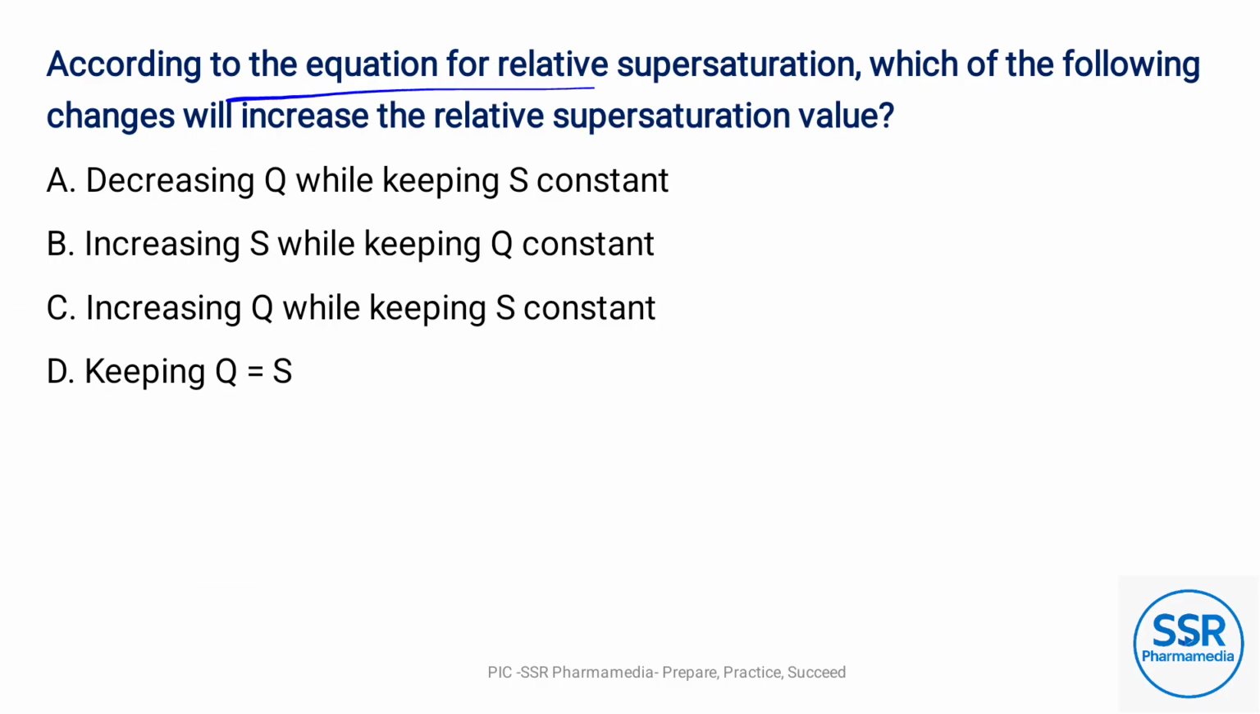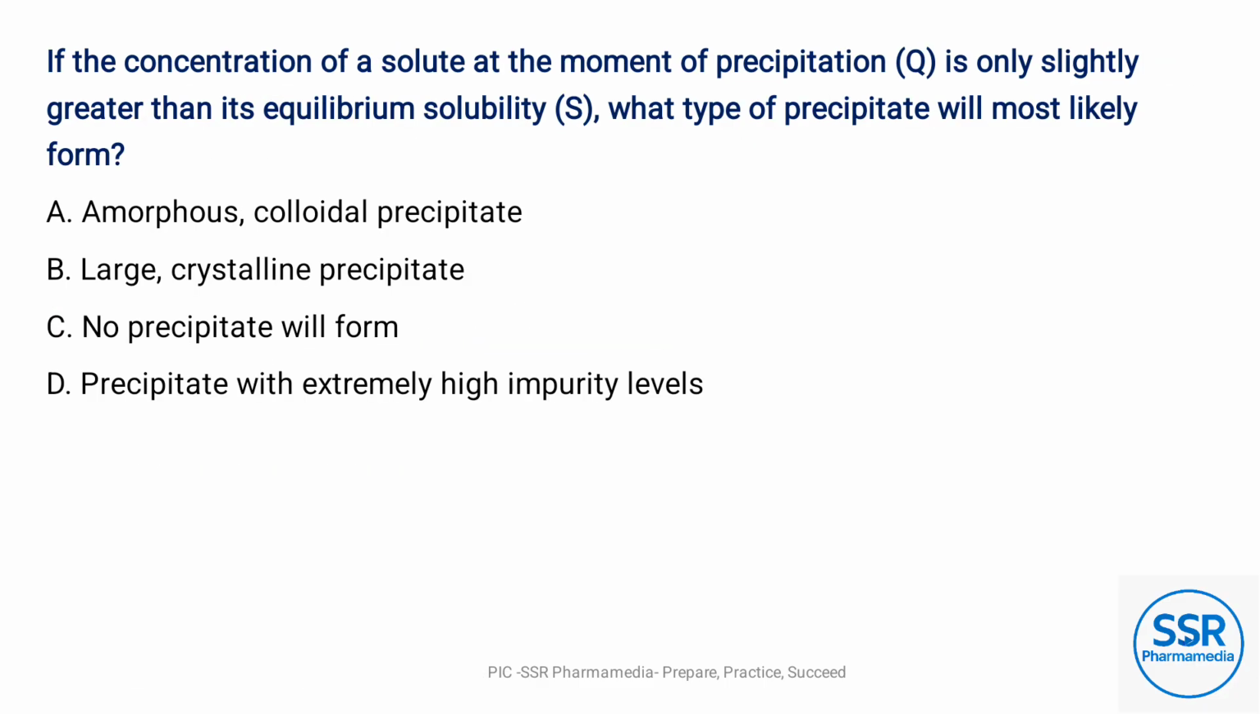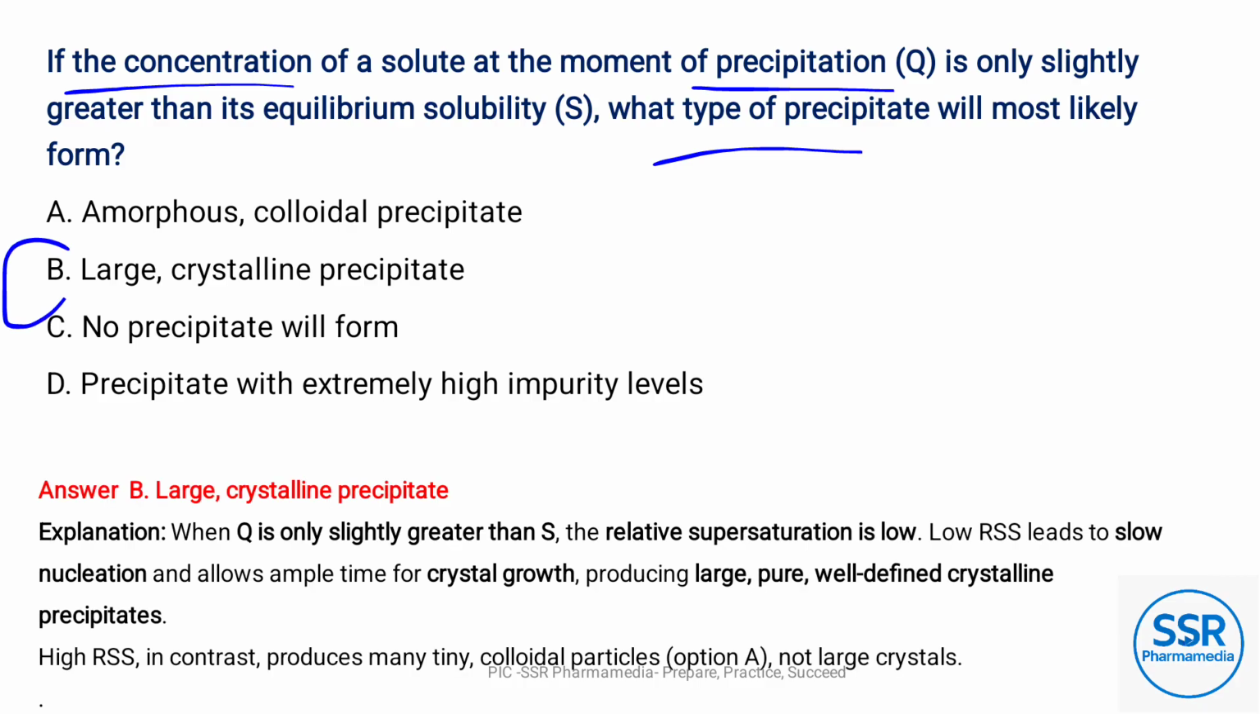According to the equation for relative supersaturation, which of the following changes will increase the relative supersaturation value? Option C, increasing Q while keeping S constant. If the concentration of solute at the moment of precipitation is only slightly greater than its equilibrium solubility, what type of precipitate will most likely form? Option B, large crystalline precipitate.